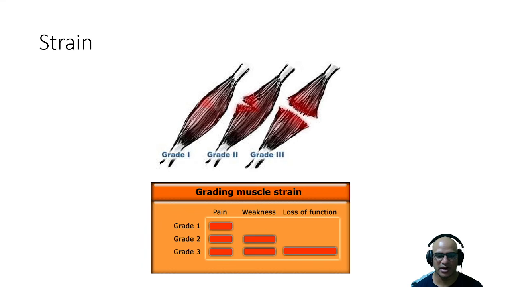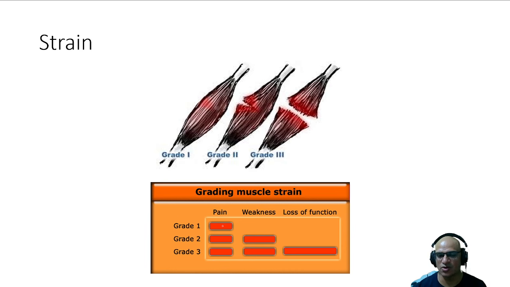Now we are going to look at the common musculoskeletal injuries, but I'm not really discussing the various injuries because that has been done in detail in the class. We are only going to look at what we do if there is an injury.